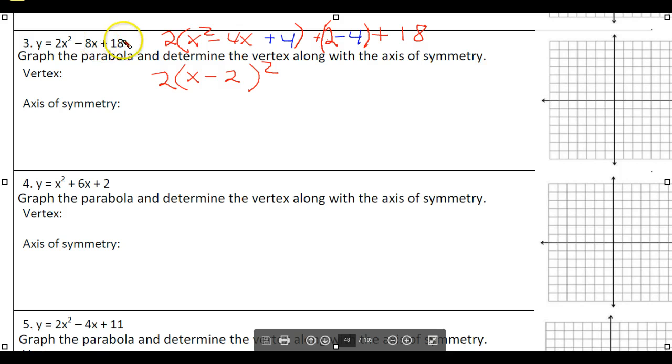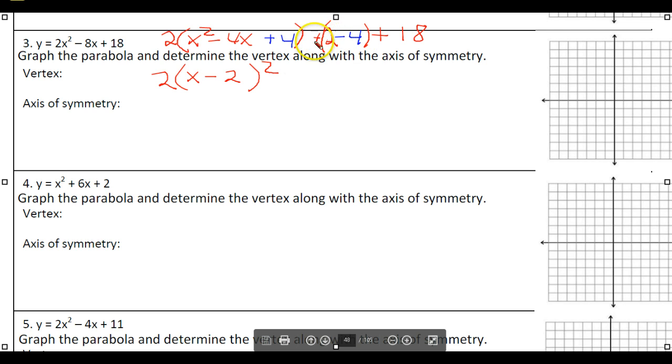So for example 3, they want us to find the vertex. So again, using this technique, we're factoring out a 2, finding what we would need to complete the square here. X goes there, minus goes there. Half of our b term is 2. Squaring negative 2, we get a positive 4. But if we add 4 here, we must take away 4.